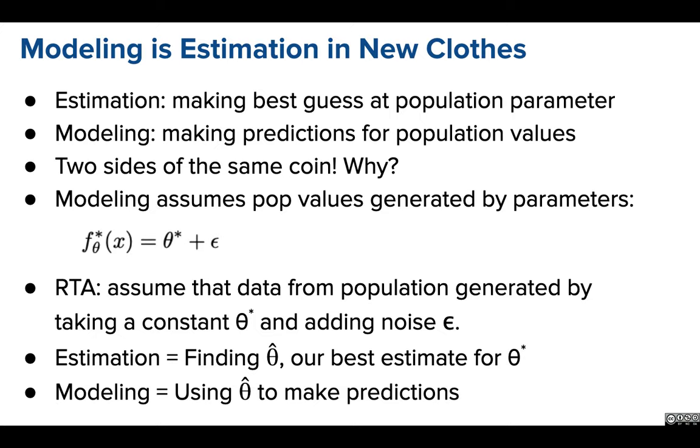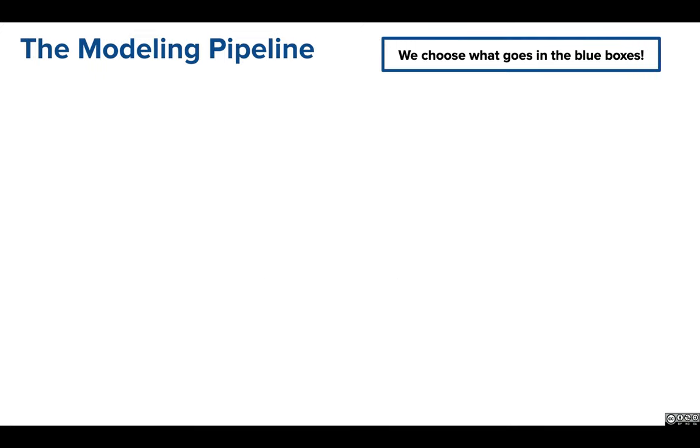Okay, so let's go over pictorially how we go through this modeling process. I'm going to draw a diagram, and on this diagram, the things that we, the data scientists, have control over, I'm going to put in blue boxes. So we start off with some input data.